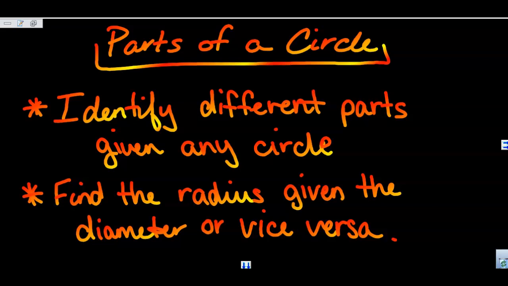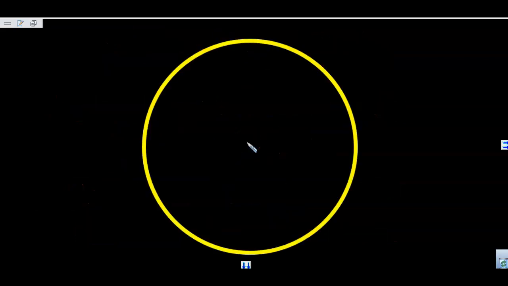Today we're going to talk about parts of any given circle. By the end of this video, you will be able to identify the different parts of any given circle, and also you'll be able to find the radius given the diameter, or the diameter given the radius, vice versa. So let's get started.